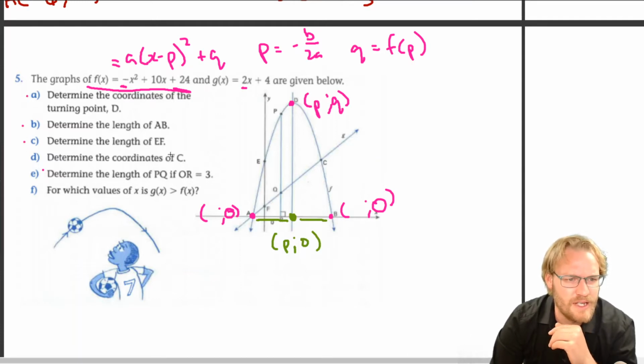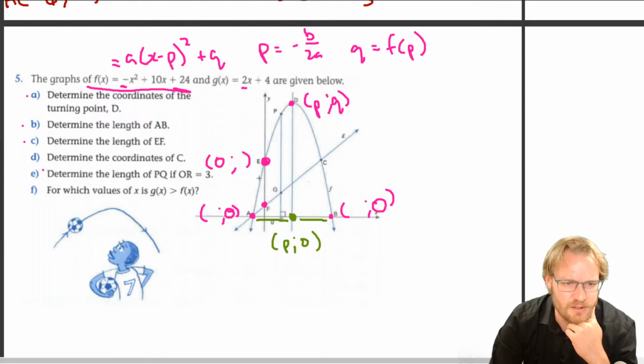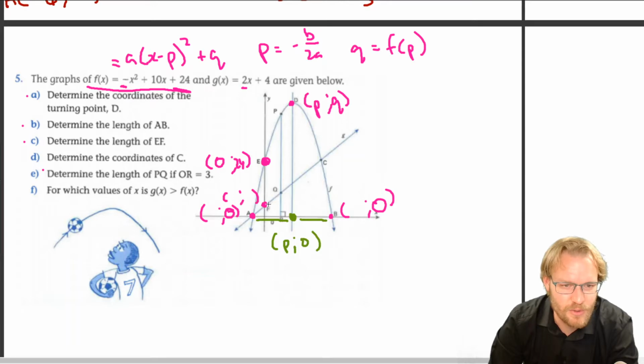For C, determine the length of EF. Okay, so what's special about points E and F? Well, point E, it's on the y-axis, so it's just the y-intercept of the parabola. Well, that's easy. We're going to substitute x equals 0, and I'm going to jump ahead and just say I know what that's going to be, 24. And for F, it's just the y-intercept of the straight line. Again, if we substitute x equals 0 into here, we know that 4 is going to be the y value of the y-intercept. So we actually know that that's going to be 20. It's probably the easiest question out of all of them.